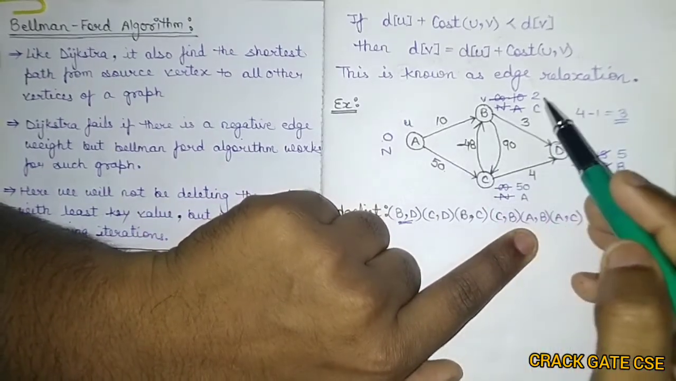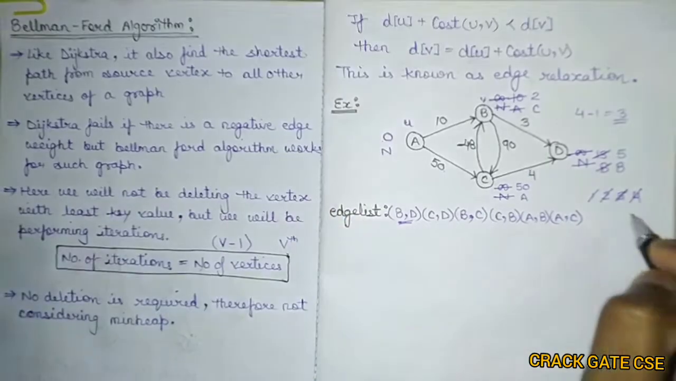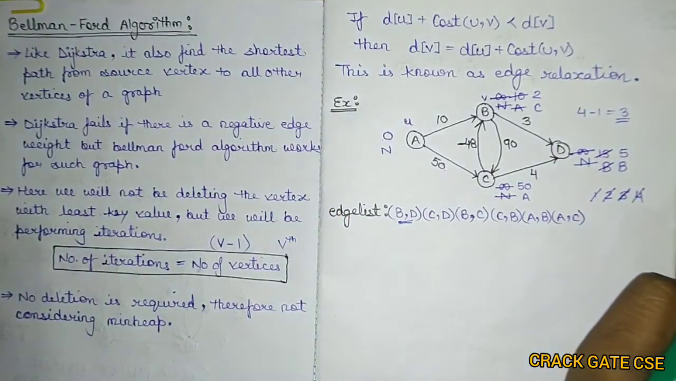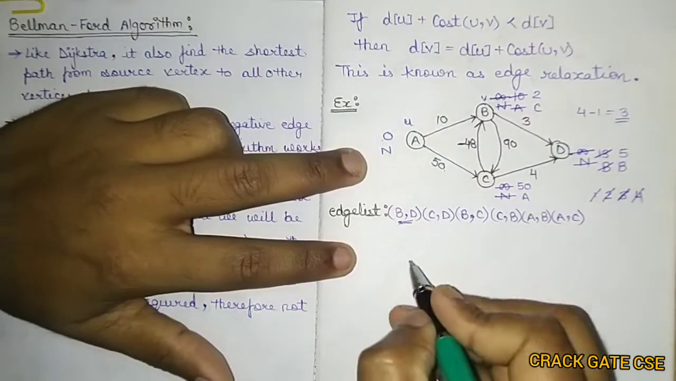AB, 0 plus 10, this is 2, no need to update. 0 plus 50, 50 and this is already 50, no need to update. So in the 4th iteration, we are not updating any values. And if we are not updating any values, we can say that we found the answer. Now we have to select the row.